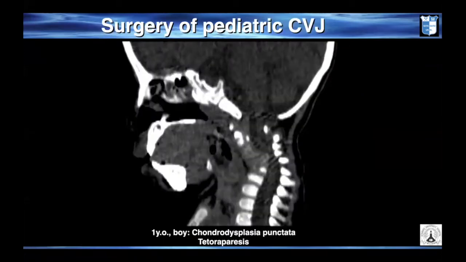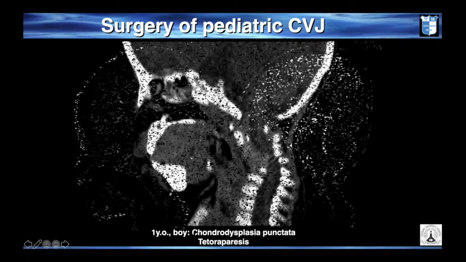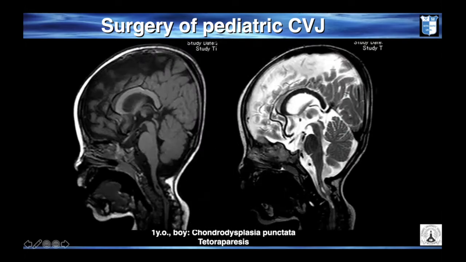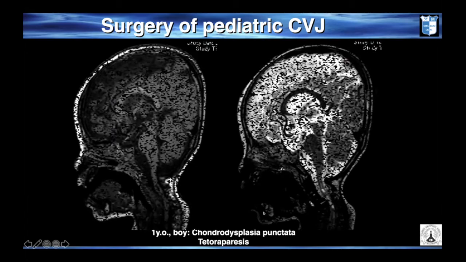So this is an old boy with condylar dysplasia punctata. This condition is certainly a very, very rare condition. And this boy presented with tetraparesis. And you see the spinal cord damage caused by traumatic myelomalacia due to the instability of the cervical spine.